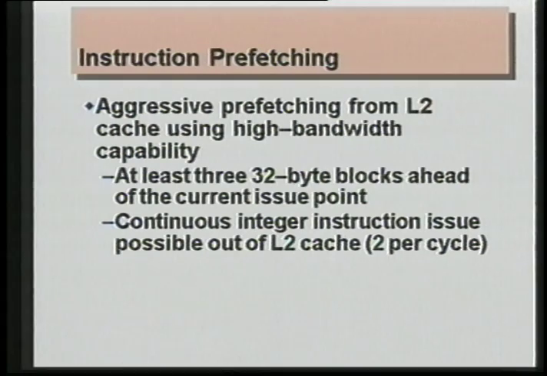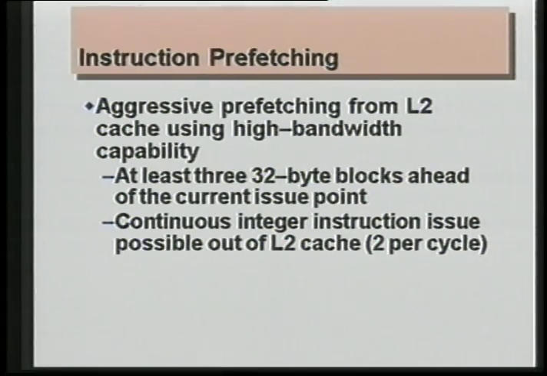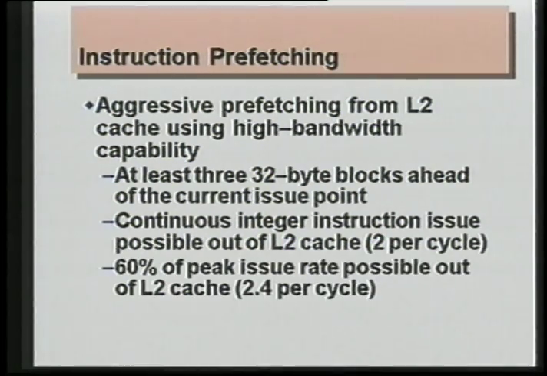The prefetcher is capable of supplying instructions at a peak rate that matches the instruction issue rate for integer programs of 2 instructions per cycle. That is, the peak issue rate for integer programs is 2 instructions per cycle, and this prefetcher can supply instructions at that rate. The peak issue rate for floating point programs is 4 instructions per cycle, and the instruction prefetcher can supply instructions out of the level 2 cache at 60% of that rate. In both cases, that's depending on a level 2 cache hit.